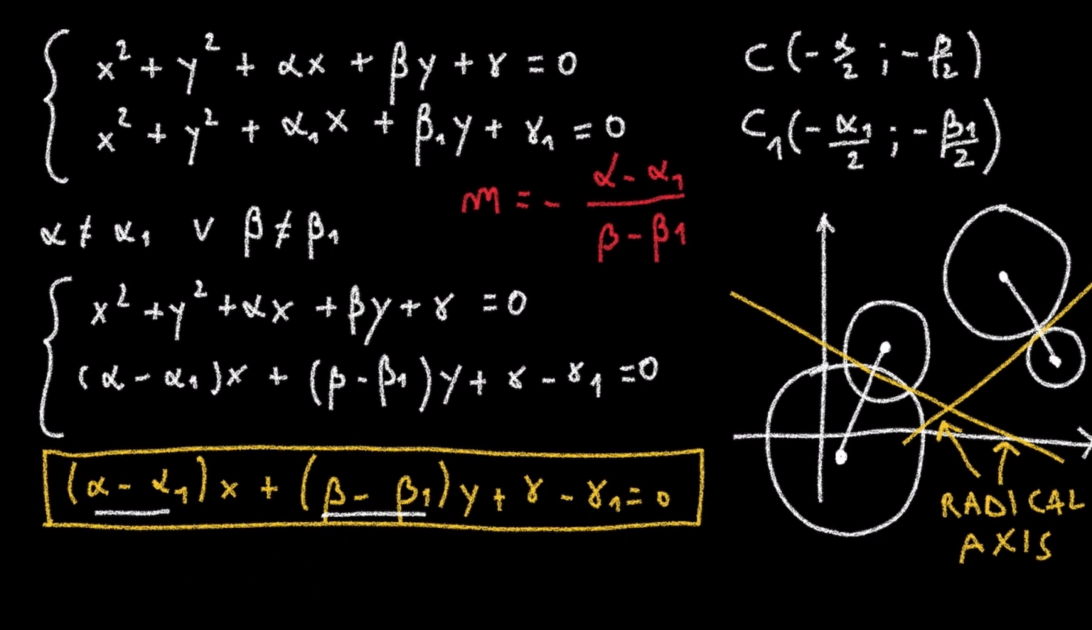The slope of the line connecting the centers, we call it MC, is beta minus beta 1 divided by alpha minus alpha 1. And this is simply the slope of the line passing through 2 points, in this case C and C1. We call this MR since it's relative to the radical axis. We can observe that these two slopes are the negative reciprocals of each other, and therefore the radical axis and the line joining the centers are perpendicular.